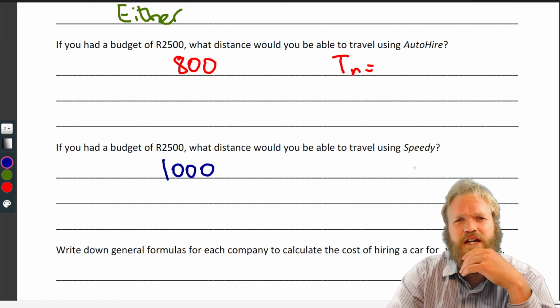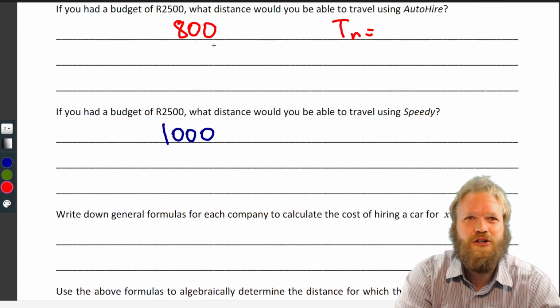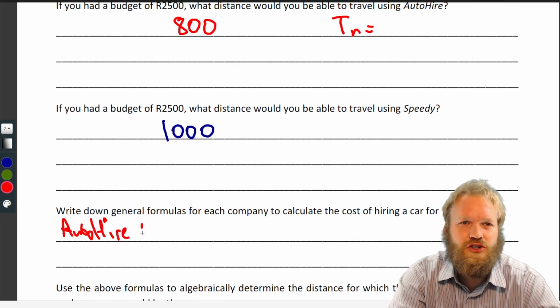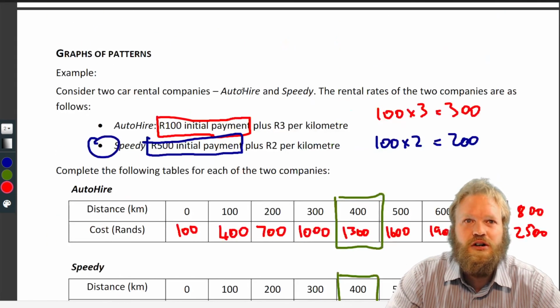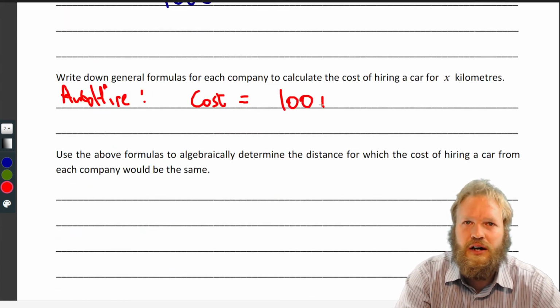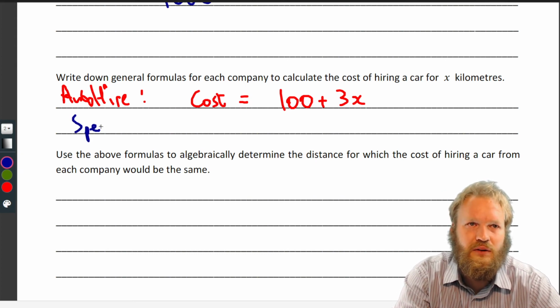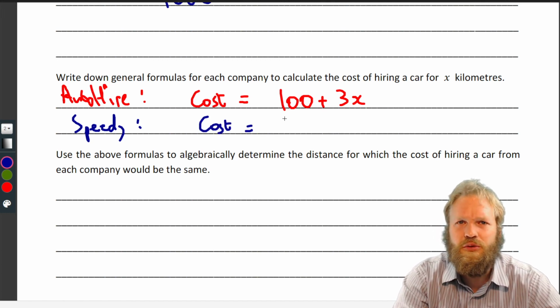Write down general formulas for each company to calculate the cost of hiring a car for x kilometers. This is cool. So let's start with Auto Hire. So let's write Auto Hire so we know which one's which. Write down your cost. Okay, so the cost was, we started with an initial cost of 100 and then 3 Rand per kilometer. So we started with 100 and then we added 3 Rand per kilometer. And for the other one, Speedy, jot down your formula. Well, our cost was, what do we start with? I think it was 500 plus 2 Rand per kilometer.